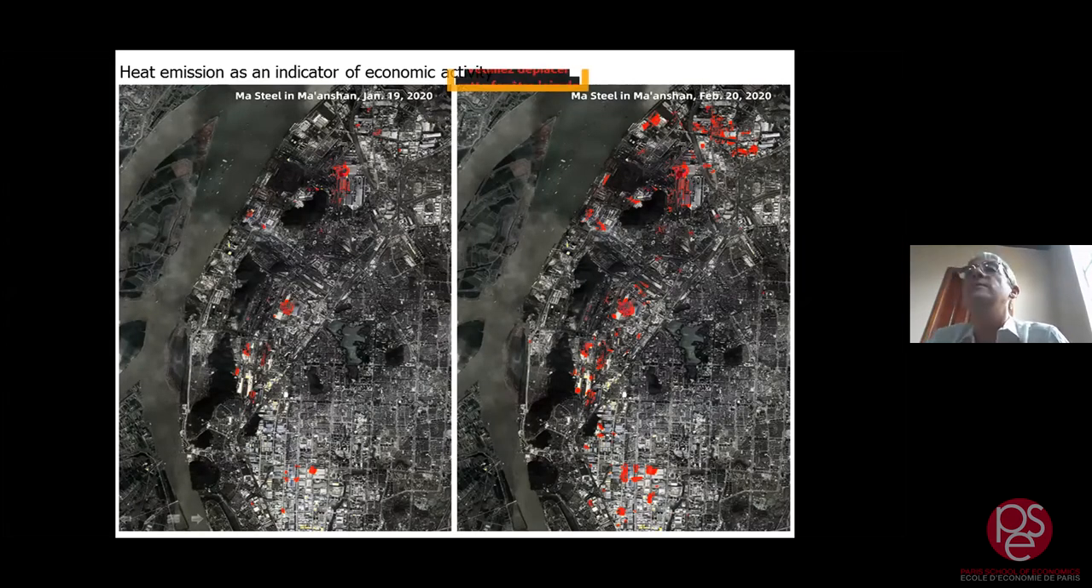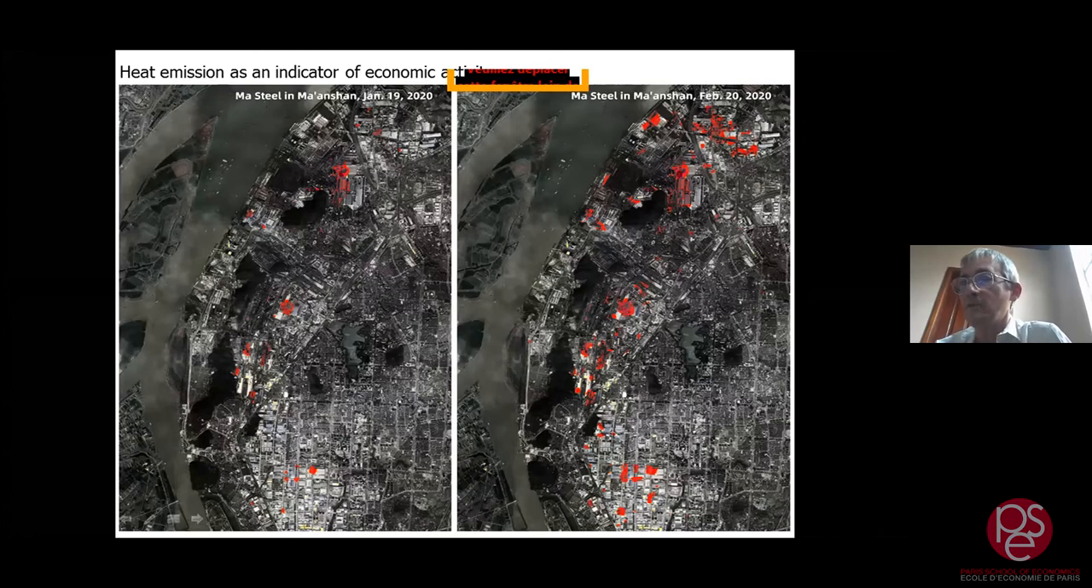If you look at the dates, January 2020, this was the lockdown in China. China was the first country at the beginning of the pandemic to organize a mandatory lockdown in their cities. And at the end of February, people were already going back to work, so that the resuming of economic activity had a consequence in terms of heat emission. Once again, it's a very poor correlation. It's very difficult to relate this to some economic parameters, but at least you have visual information.